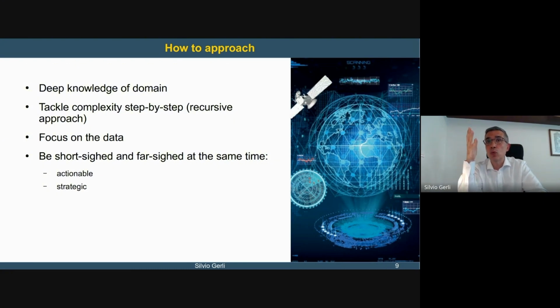So you have to try to get the results tomorrow morning, because you need some results. You have to prevent the fraud and so on. But also far-sighted. I mean, you have to see which are the mechanisms, which are the structures inside the data, so that in the future you are prepared to tackle other frauds, to avoid frauds and so on. So to understand the mechanisms inside the market, inside the particular environment and so on. So you have to be actionable, short-sighted, and strategic, far-sighted.